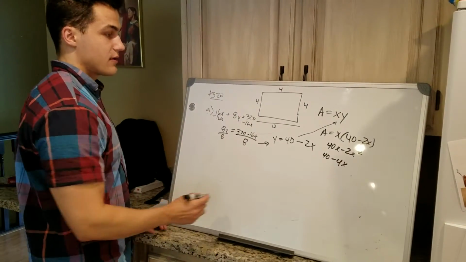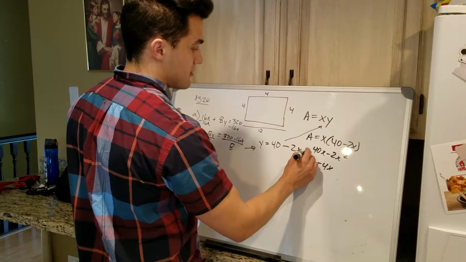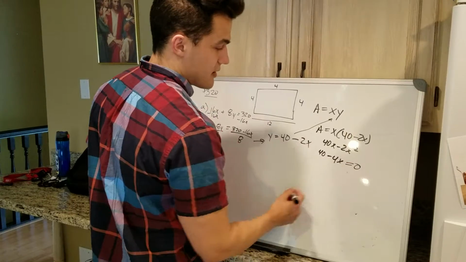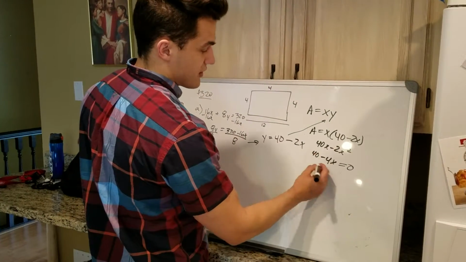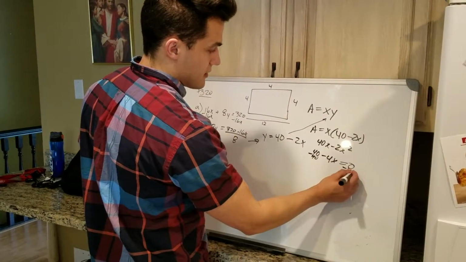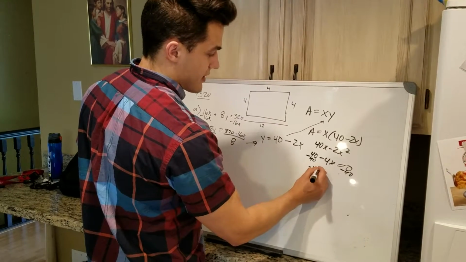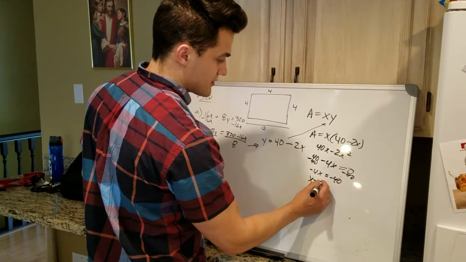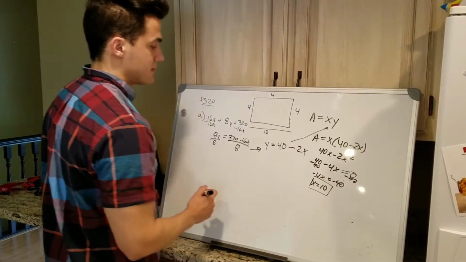And now that we have the derivative, we can go ahead and solve for x. And so now we subtract 40 from both sides and get negative 4x equals negative 40. Solve for x equals 10. So now we know one side.